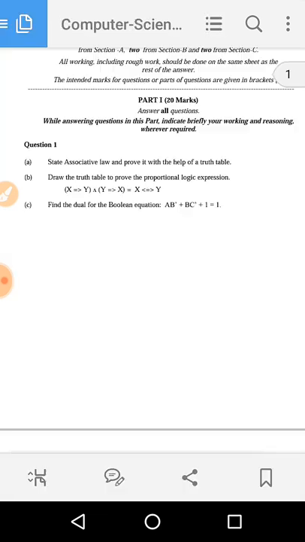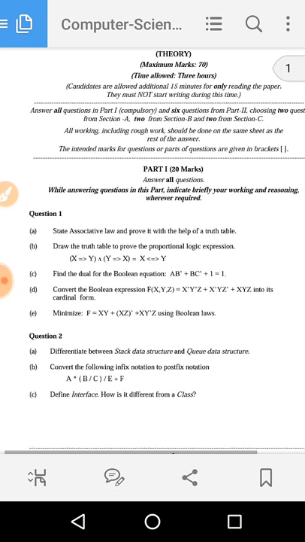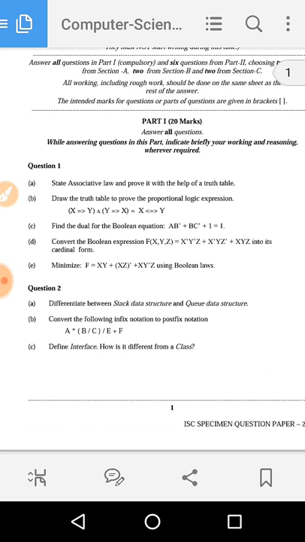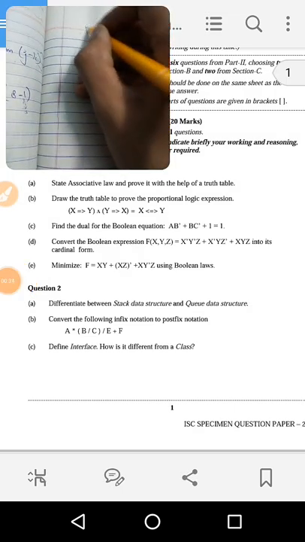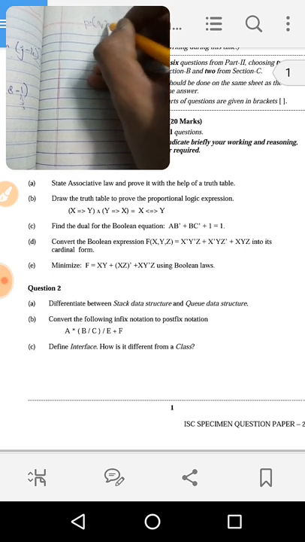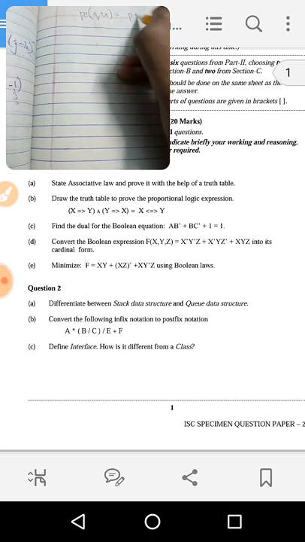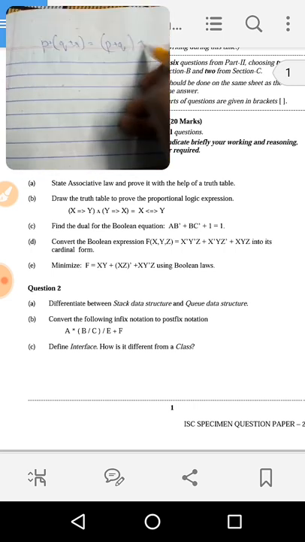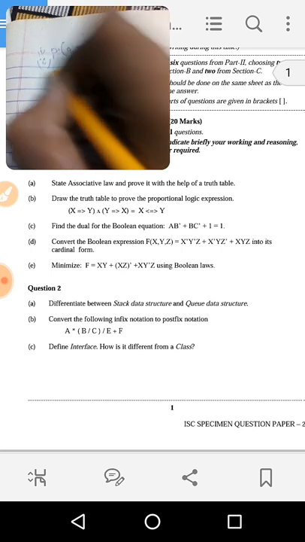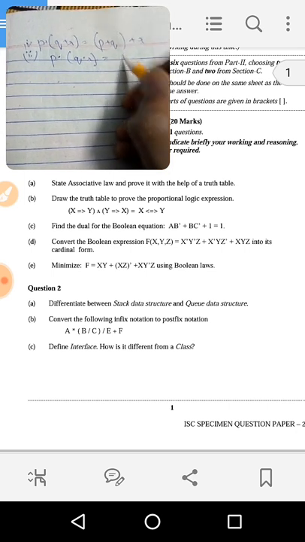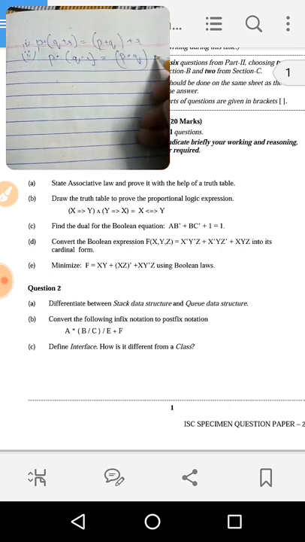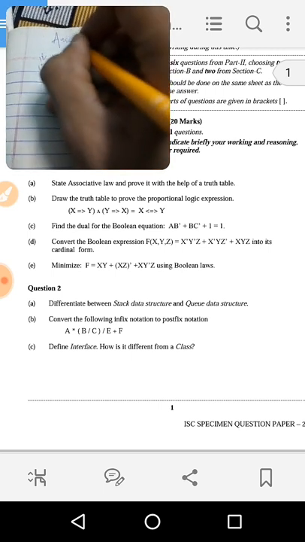So this is the computer science paper and we're going to solve part 1 first. The very first question is: state associative law and prove it with the help of truth table. As we all know, associative law states that (P + Q) + R is equal to P + (Q + R), and the second law is that (P · Q) · R is equal to P · (Q · R). So this is associative law.